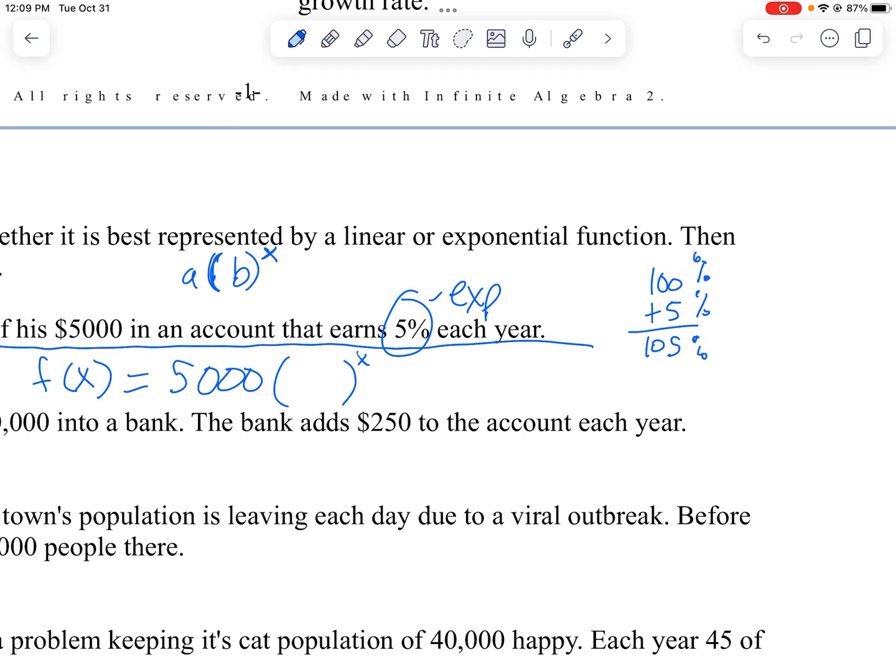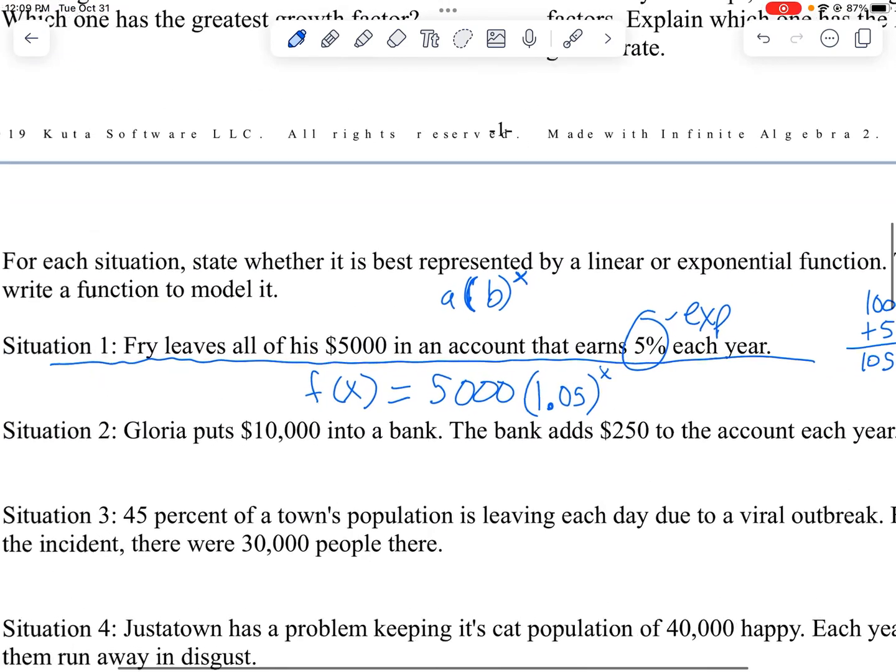Lots of percents here. Now you're at 105%, and we're going to put that in here, but when you put it in there, you do need to put it in decimal form. So you're going to put 1.05 like that, and voila, we have an equation to describe that exponential situation.